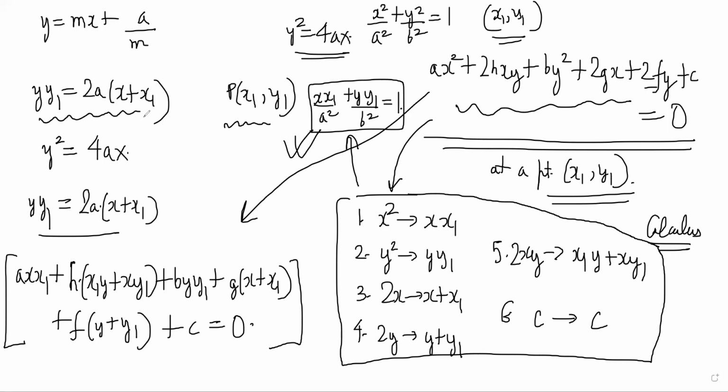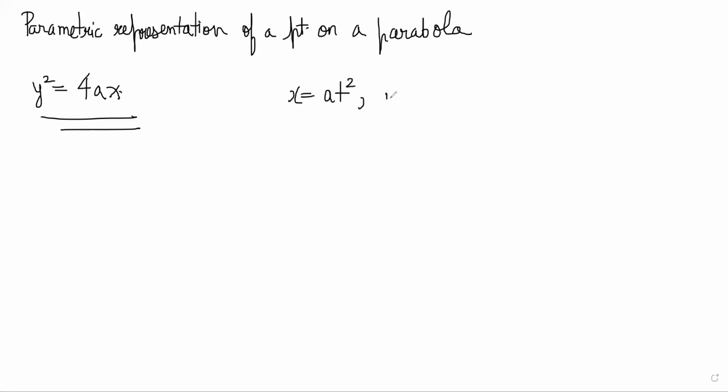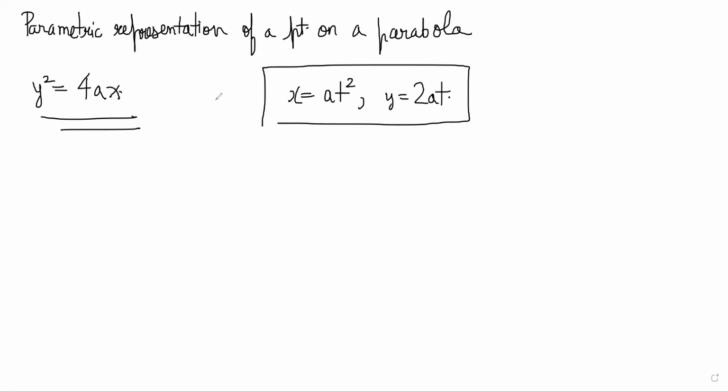The next thing is parametric representation of a point on a parabola. So let's say my parabola was y squared is equal to 4ax. Now what I can say is that if x is equal to at squared and y is equal to 2at, that will always satisfy this equation, right?